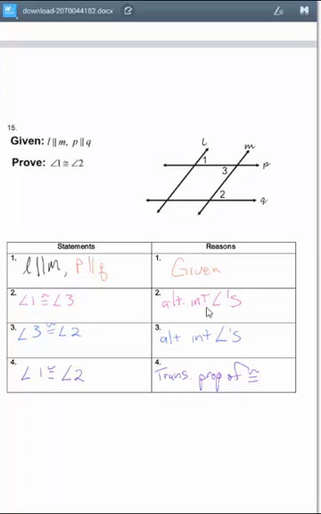Then I said, using the same reasoning, angle 3 is congruent to angle 2 because of alternate interior angles, since I know that P and Q, those lines are parallel, M is a transversal, 3 and 2 have to be congruent. I then used the transitive property of congruence, showing that if angle 1 is congruent to angle 3 and angle 3 is congruent to angle 2, then angle 1 has to be congruent to angle 2. Since that's what we're trying to prove, we're done. We've got 2 more to go.